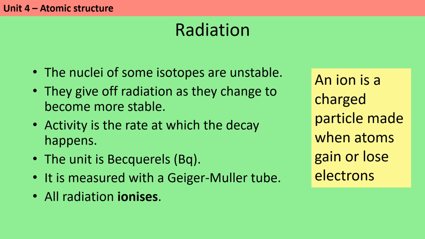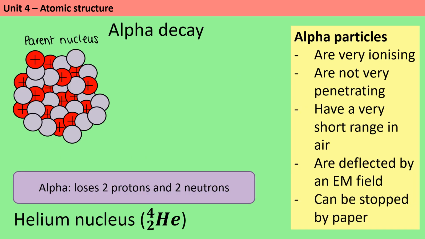So we describe the rate at which that decay happens as activity, and we measure that in becquerels using a Geiger-Müller tube. There are 3 different types of radiation and they all ionize. So in other words, they turn uncharged atoms into charged ions by gaining or losing electrons.